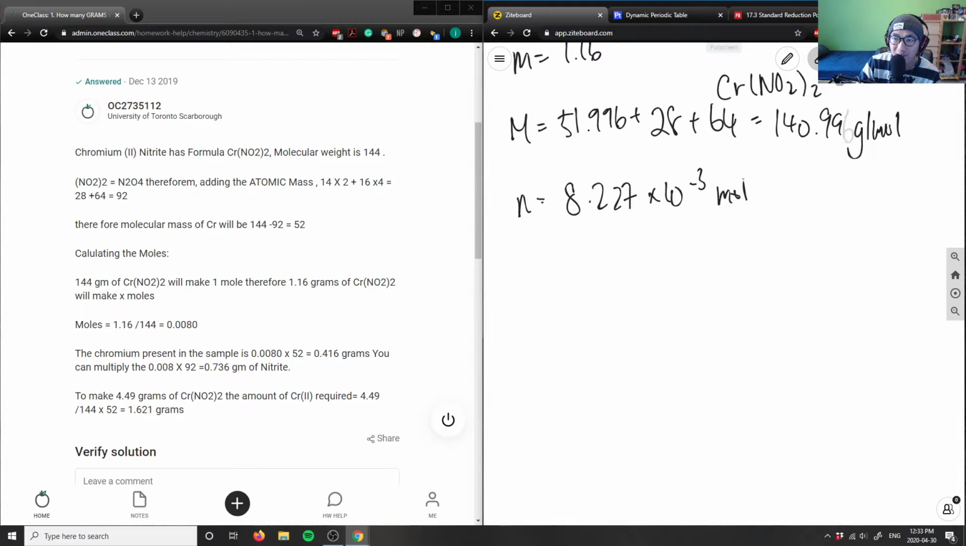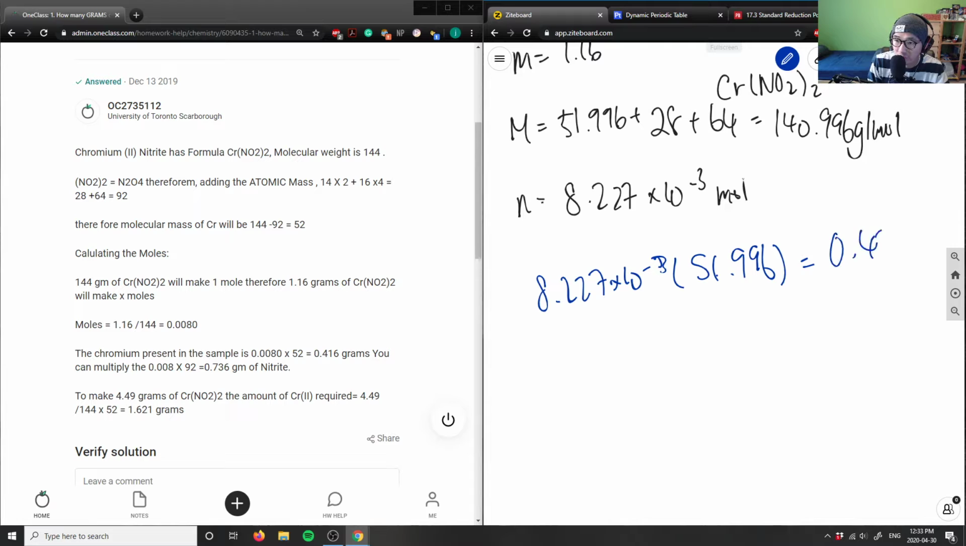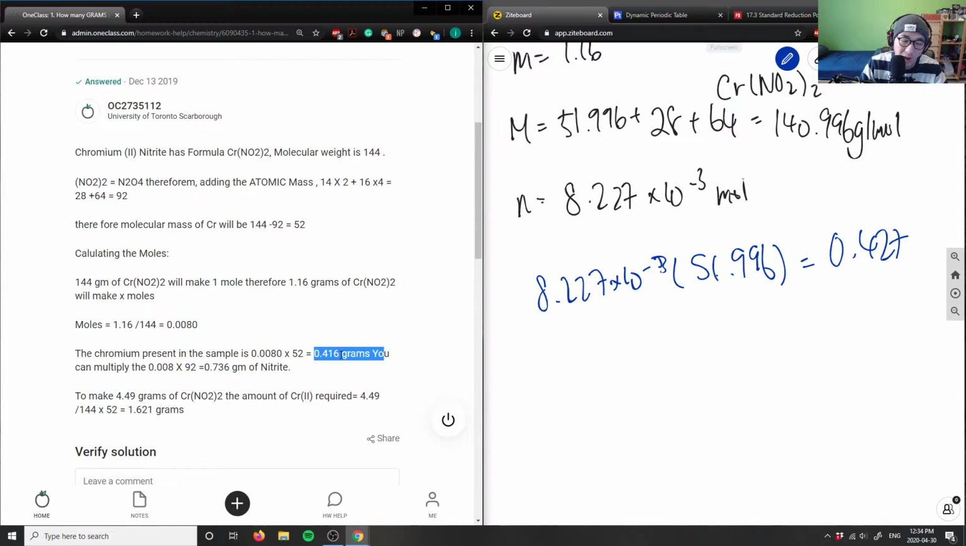So 8.227 times 10 to the negative 3, I can simply multiply it by 51.996 to give me the mass of my chromium here. So sorry about that. It's 8.227 times 10 to the negative 3 times 51.996. So this would give me 0.427, and they got 0.416, kind of close here.